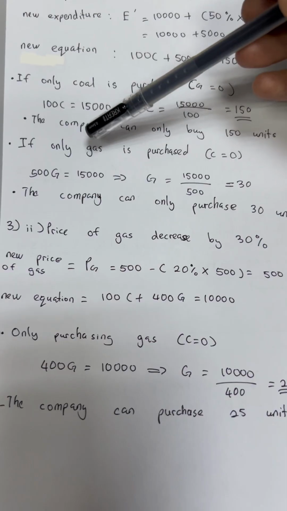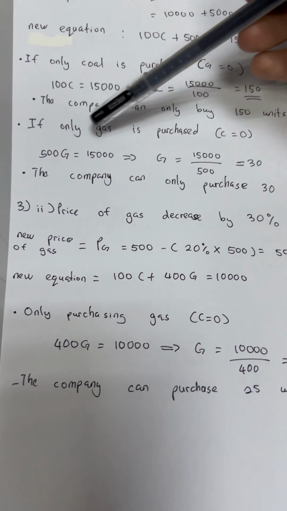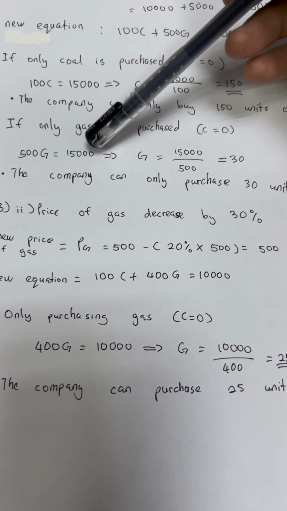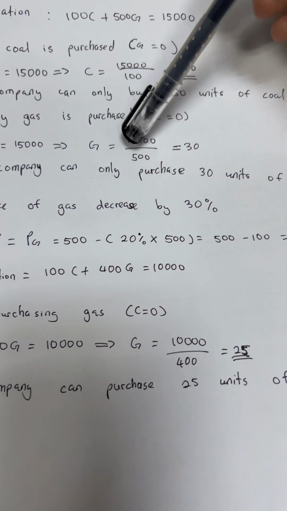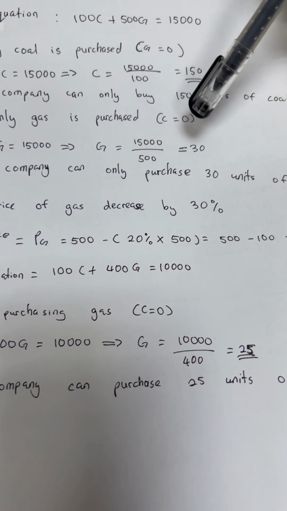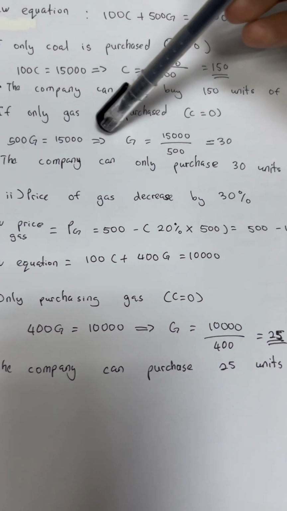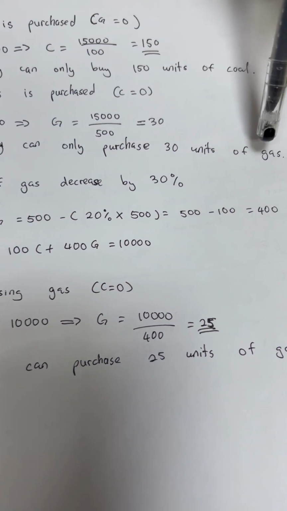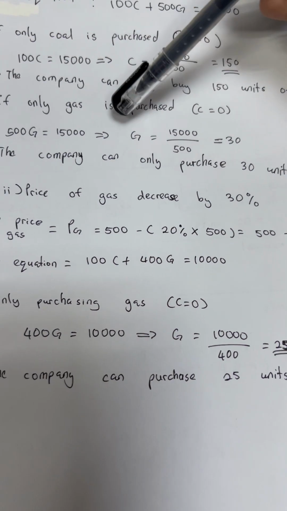If only gas is purchased, 500G is 15,000. 15,000 divided by 500, we will get 30. So the company can only purchase 30 units of gas if they only purchase gas.